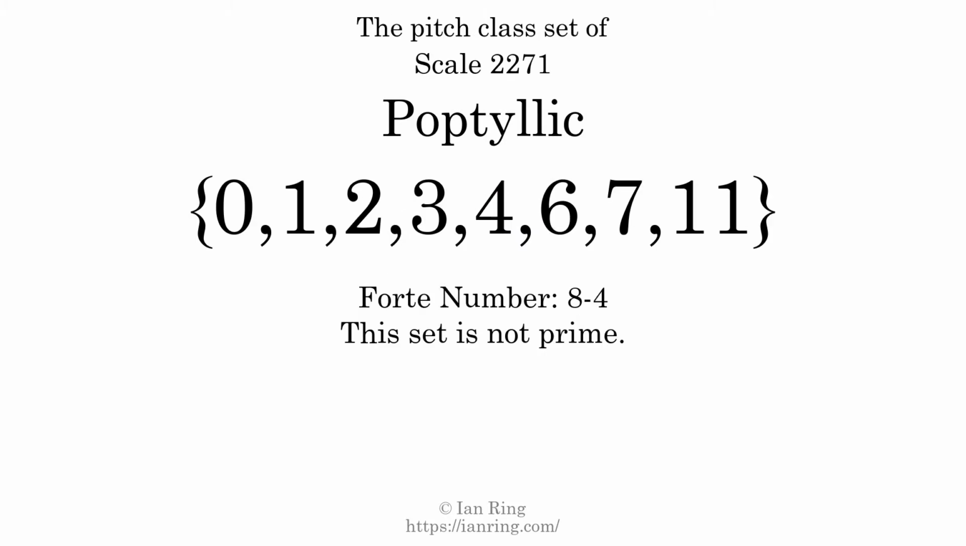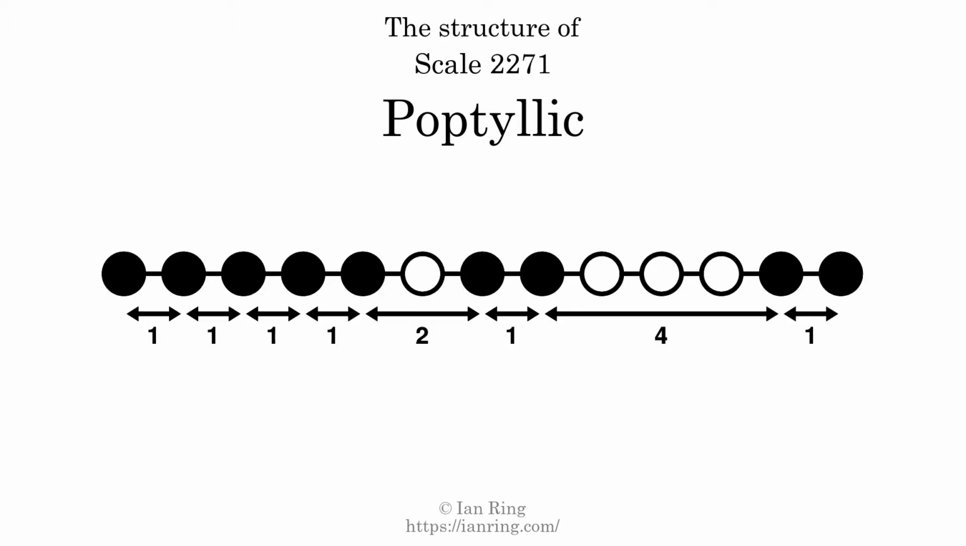The pitch class set for this scale is 0, 1, 2, 3, 4, 6, 7, 11. The forte class is 8, 4. This set is not prime. The structure of a scale is a description of the interval distance between each successive tone. This scale has a structure of 1 1 1 1 2 1 4 1.